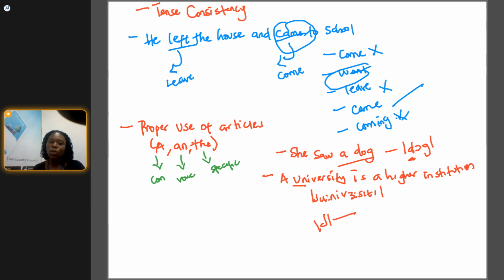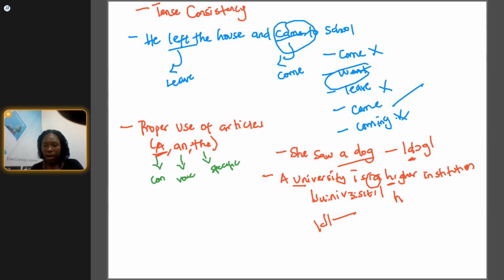So this sound is a consonant sound. And like I mentioned, when you're using the article a, it means you're using it before a consonant sound, not a consonant letter. Maybe some of us learned consonant letter, but it's not consonant letter, it's consonant sound. So a university is a higher institution. And you will hear some people saying a university is an higher institution. It is not an, because what starts this word is also a consonant sound.